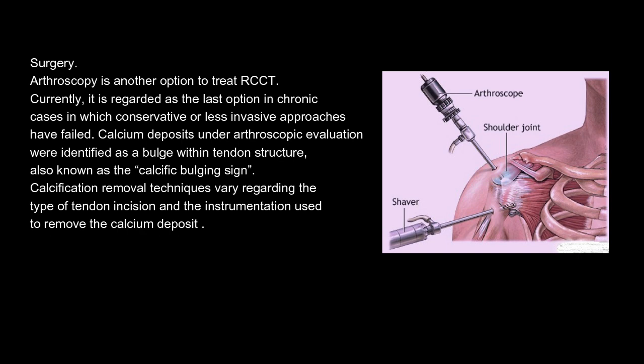Surgery. Arthroscopy is another option to treat RCCT. Currently, it is regarded as the last option in chronic cases in which conservative or less invasive approaches have failed. Calcium deposits under arthroscopic evaluation were identified as a bulge within tendon structure, also known as the calcific bulging sign. Calcification removal techniques vary regarding the type of tendon incision and the instrumentation used to remove the calcium deposit.